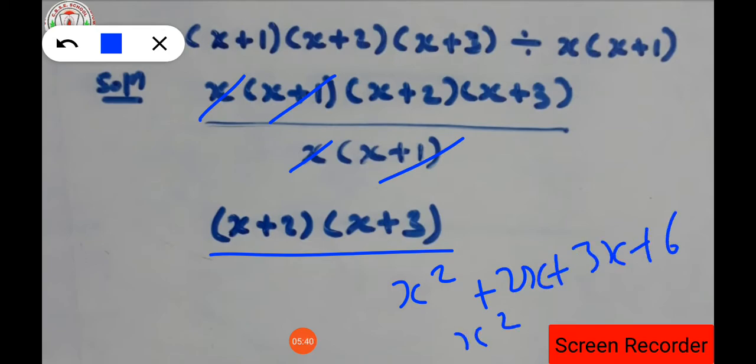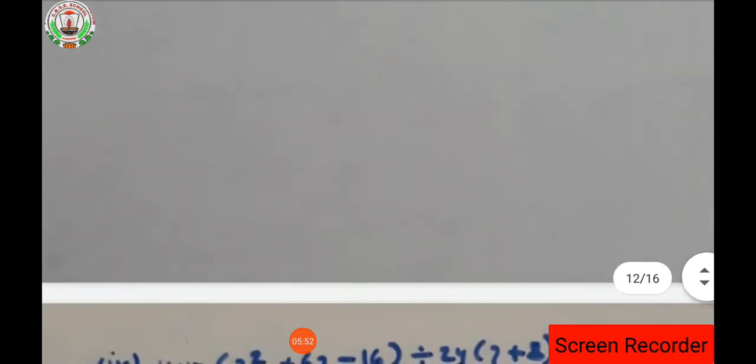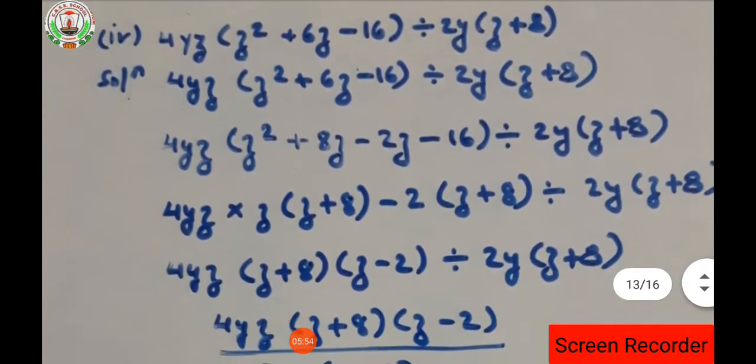So x square plus 5x plus 6. This answer is also correct, or if you stop the solution here, that will also be a correct answer for this. Clear, student? Next, question number 4, fourth part. 4yz into (z square plus 6z minus 16) divided by 2y into (z plus 8), that is 8.